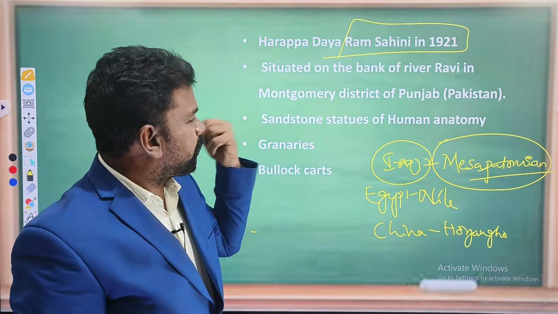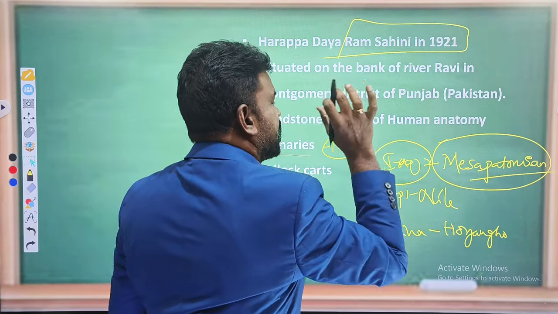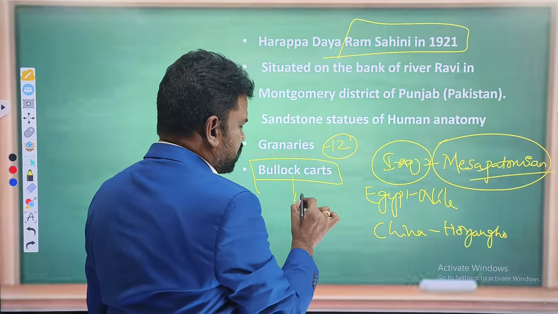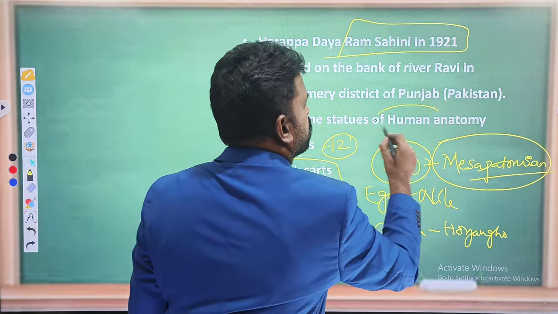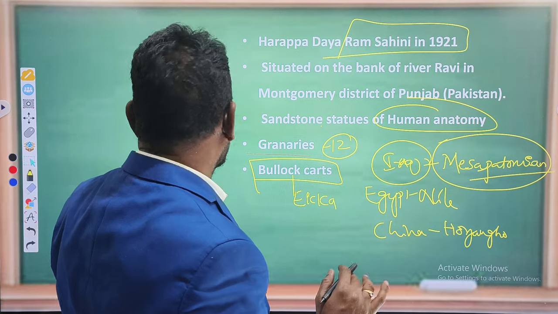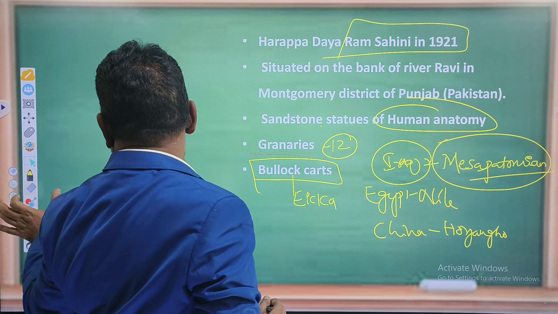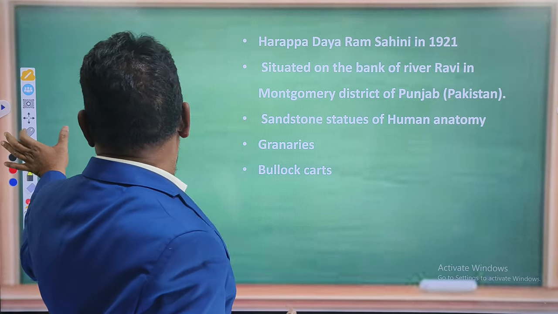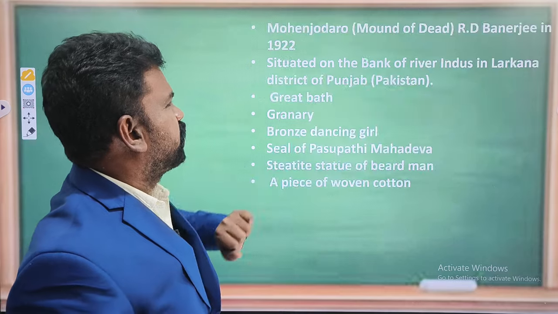Here at Harappa, 12 important granaries were found. That's why this city is called the city of granaries. Ekka-type bullock carts were also found at Harappa. A sandstone statue of human anatomy was also found in the city of Harappa. Most of the findings of the Harappan civilization were discovered by Sir Mortimer Wheeler.